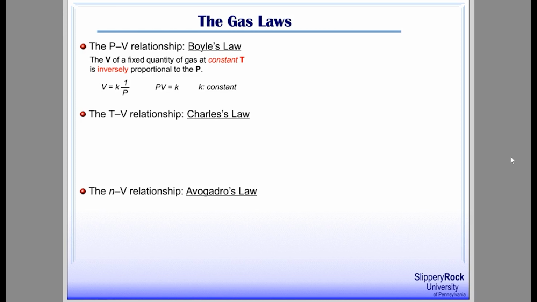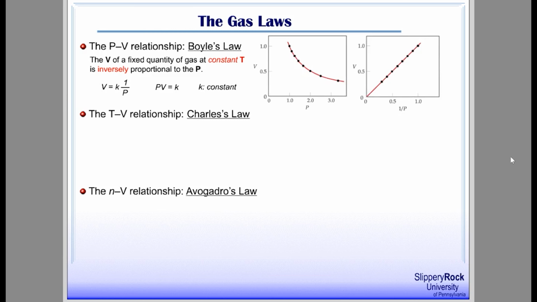It implies the pressure of gas multiplied by its volume always makes a fixed value, no matter what state the gas is in, as long as the temperature remains constant. Experimental evidence of Boyle's law is given in these two graphs, demonstrating the volume of gas is inversely proportional to pressure and directly proportional to 1 over pressure.